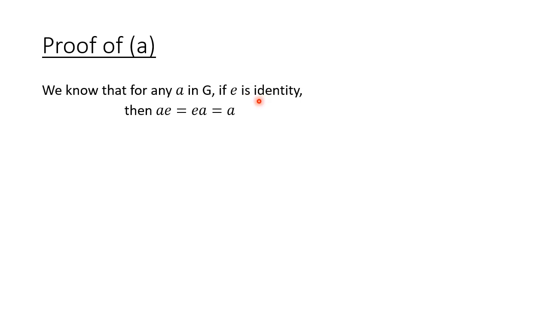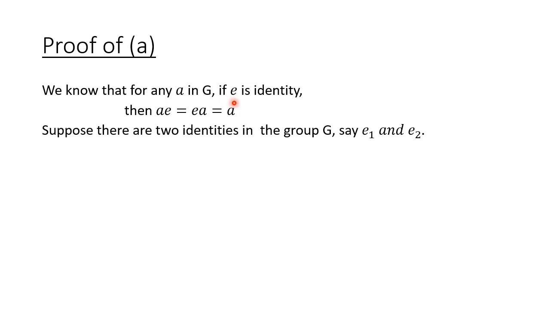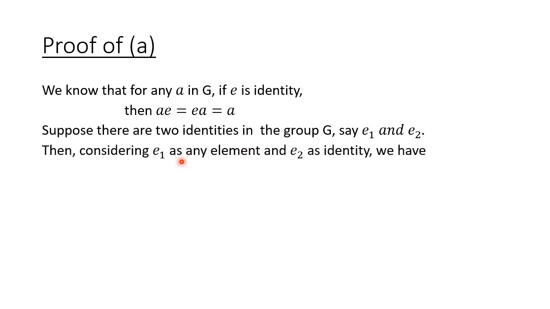For that, suppose there are two identities in this group; the proof is by contradiction. Suppose there are two identities in the group, say E1 and E2. Considering E1 as any element and E2 as identity, we have E1 dot E2 is equal to E2 dot E1 is equal to E1. Here E2 is only acting as an identity, so it will not have any effect on E1. So the result will be E1.